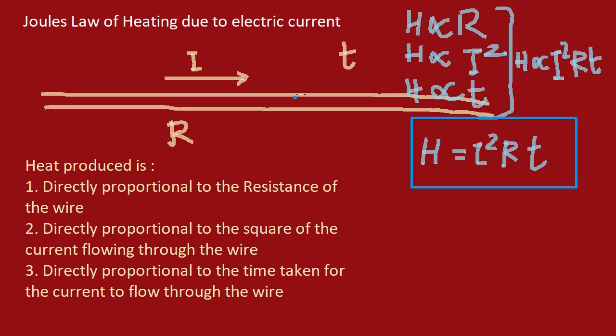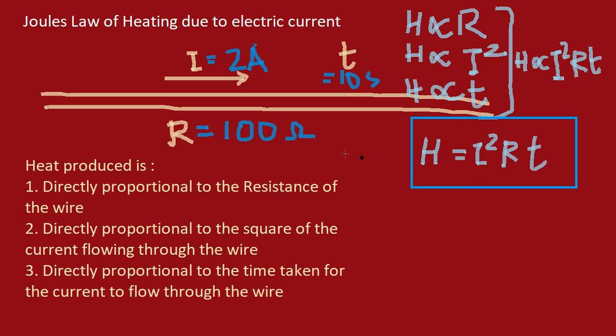Suppose we have a situation in which the current flowing through the wire is 2 ampere, and the resistance of the wire is about 100 ohm, and the time for which the current flows through the wire is say 10 seconds. So that is the situation. Now we want to calculate the heat generated in the wire due to these three factors. So we can just plug in the values and calculate it.